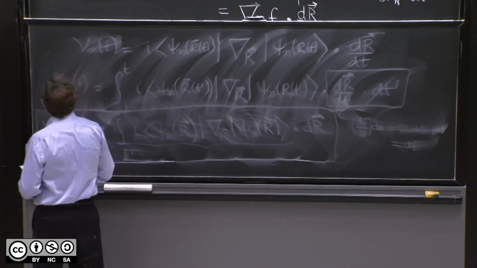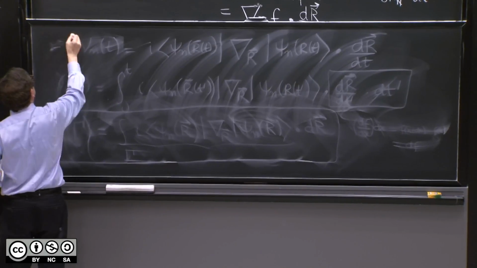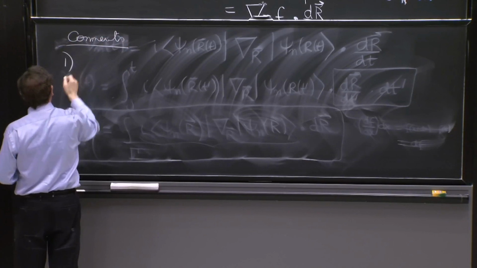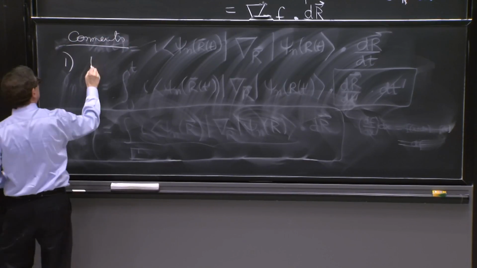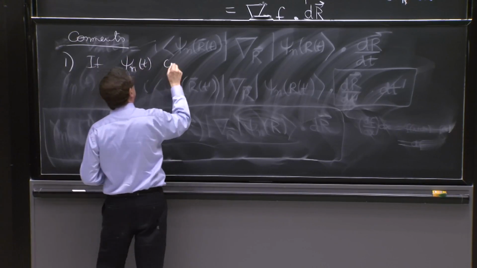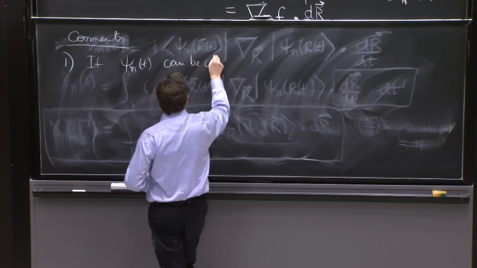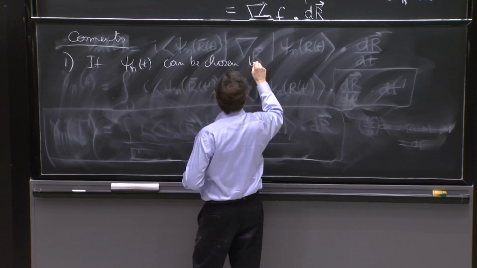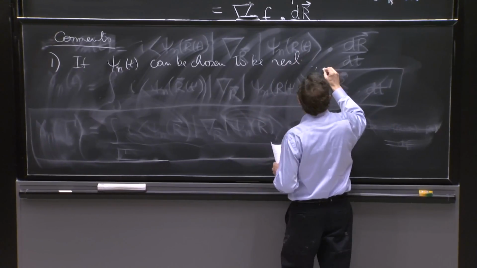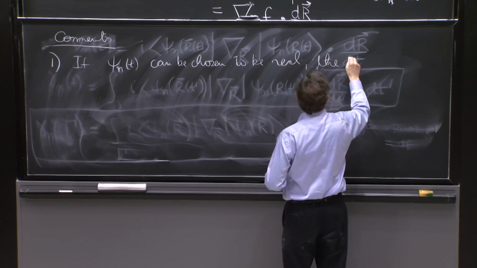So my comments. First one, if the ψ_n(t) can be chosen to be real, the geometric phase vanishes.